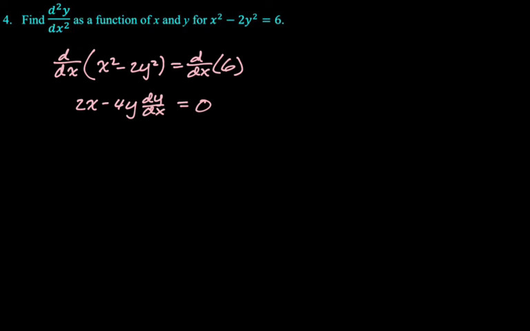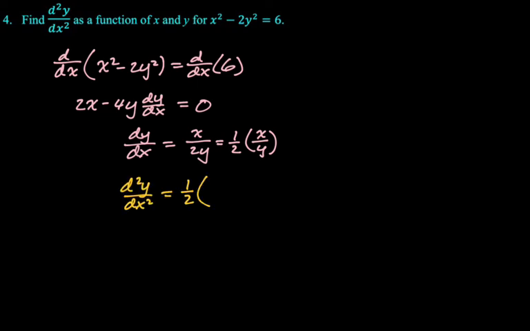All right, we need to solve for dy/dx to carry on. So dy/dx is x over 2y. For the purpose of finding the second derivative, it's a little easier to think of this as 1/2 the quantity x over y, because then I'll just have 1/2 the quantity derivative when I find the second derivative. Let's find the second derivative. The second derivative is going to be 1/2.